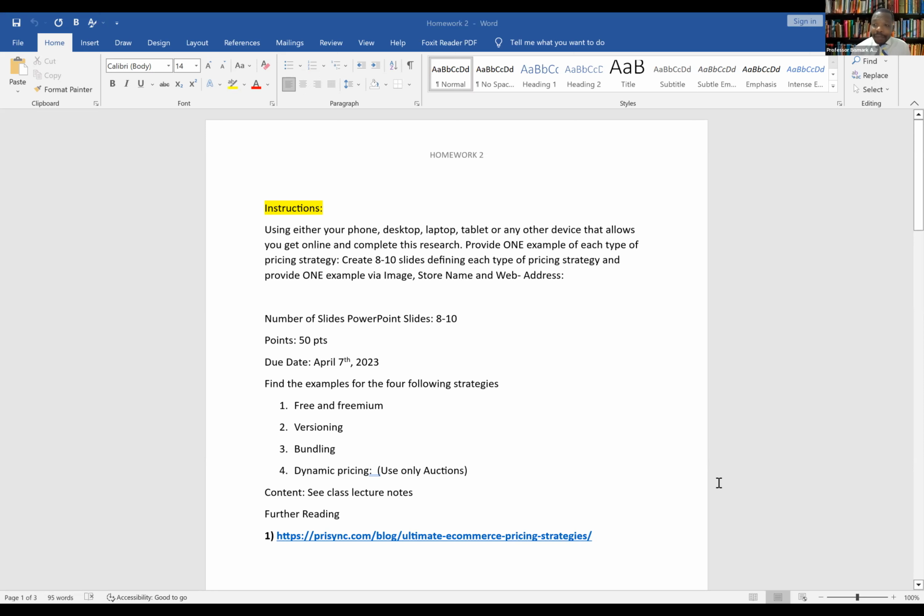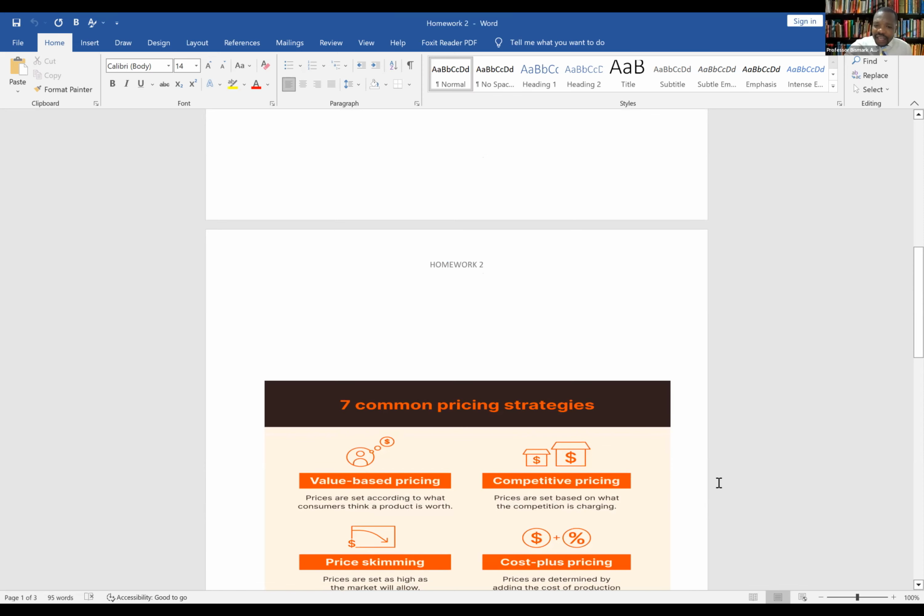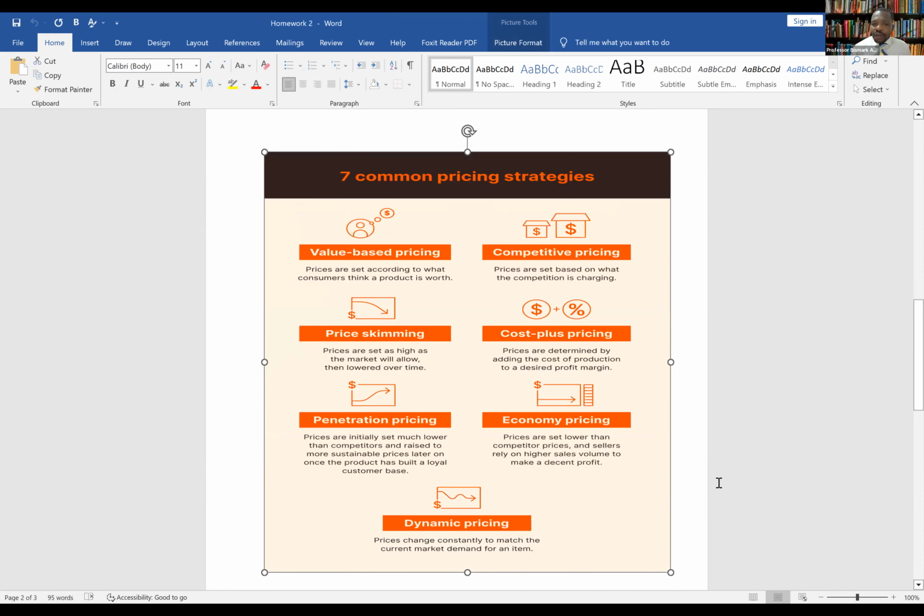Then you have dynamic pricing, which is very volatile, depending on who is bidding for it. So it uses the auction approach. The eBays of the world have a lot of what we call dynamic pricing. Then if you want more information on these strategies, you can use the link that is there. I know these are not the 4 that are here, but I wanted you to be aware of some of the common pricing strategies.